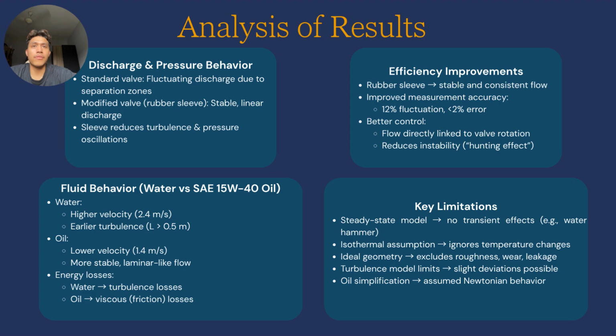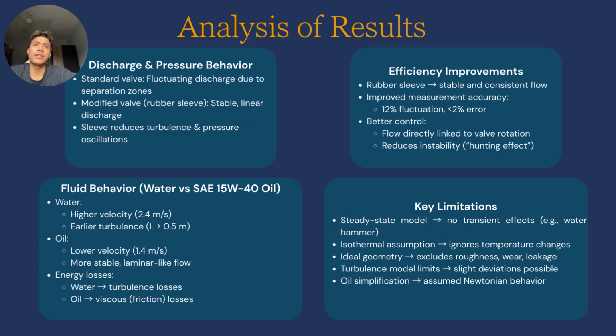First, in terms of efficiency, the modified valve with the rubber sleeve shows a clear improvement in flow stability compared to the standard valve, which experienced significant discharge fluctuations due to flow separation. The rubber sleeve helps reduce turbulence and pressure oscillations, and as a result, the discharge becomes smoother and more consistent.